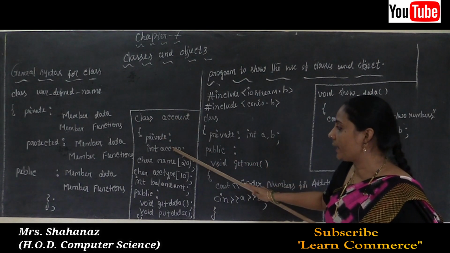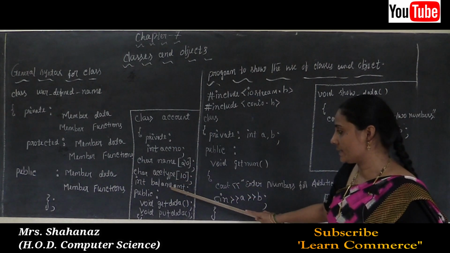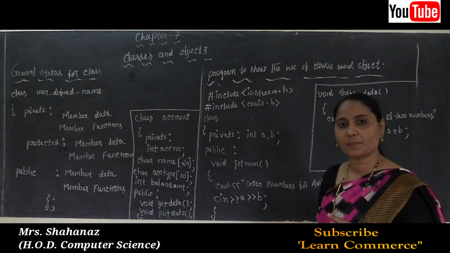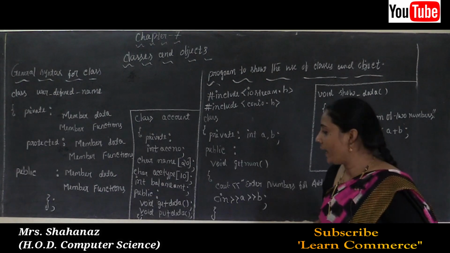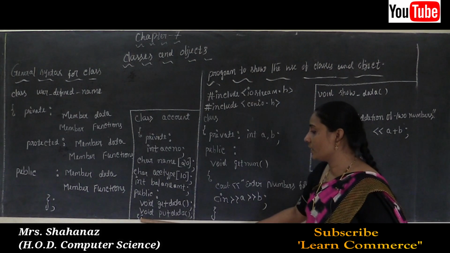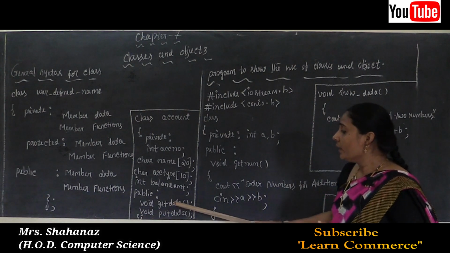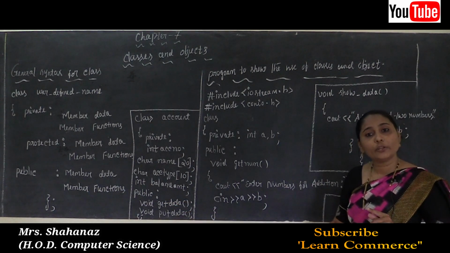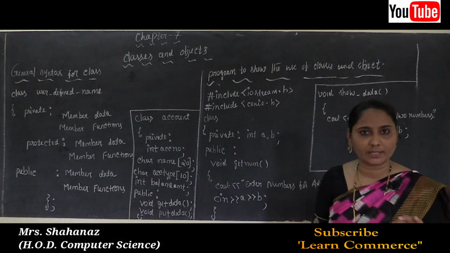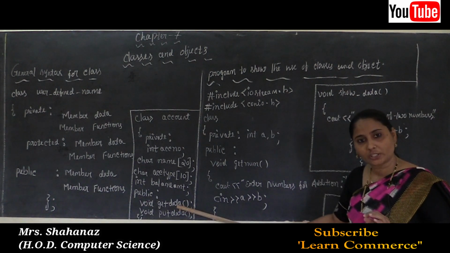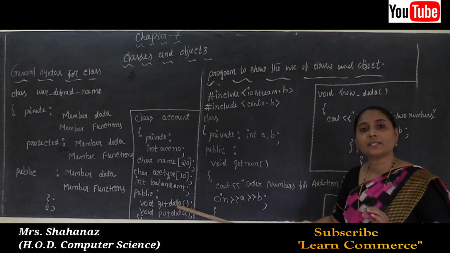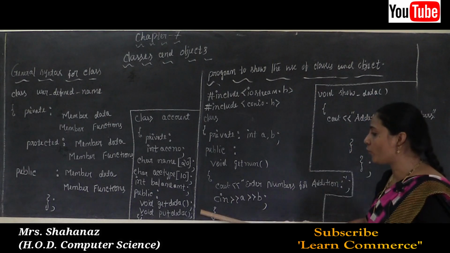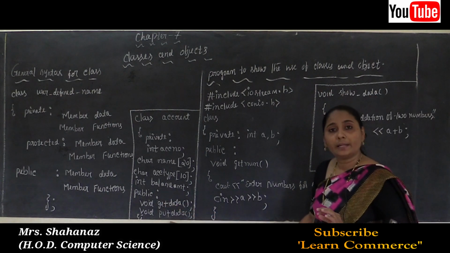Four member data: account number, name, account type, and balance amount. These come under the access specifier, whose name is public, and the class closes with a closing flower bracket and a semicolon. The functions get data and put data are used to write the instructions to perform the operations on the member data.